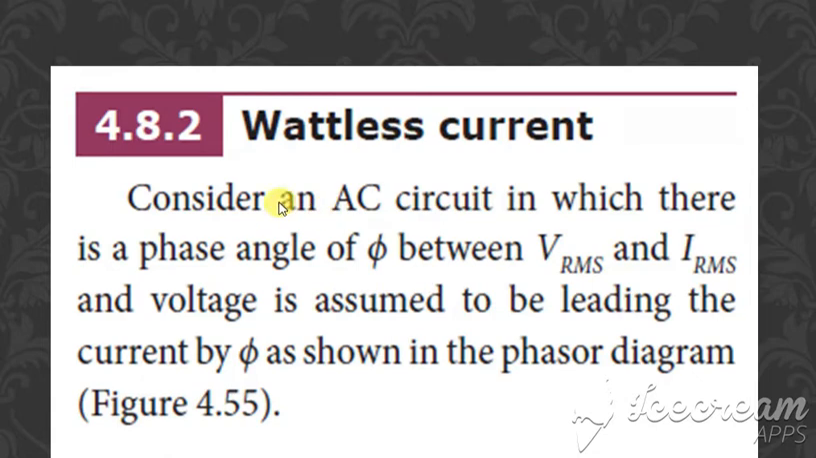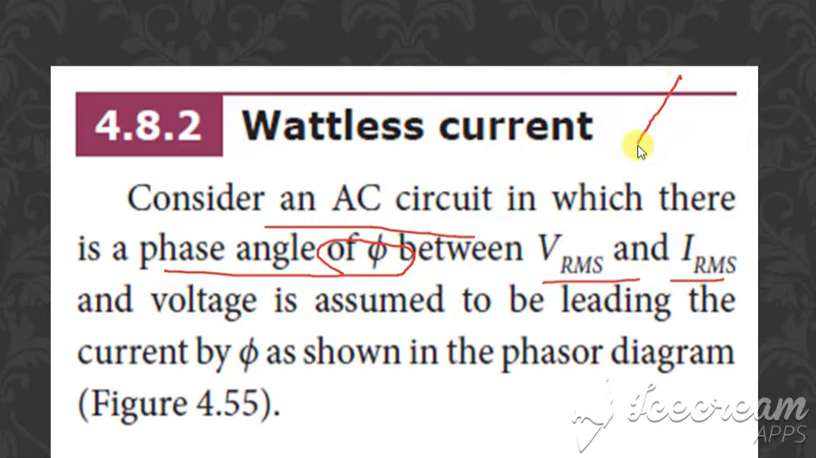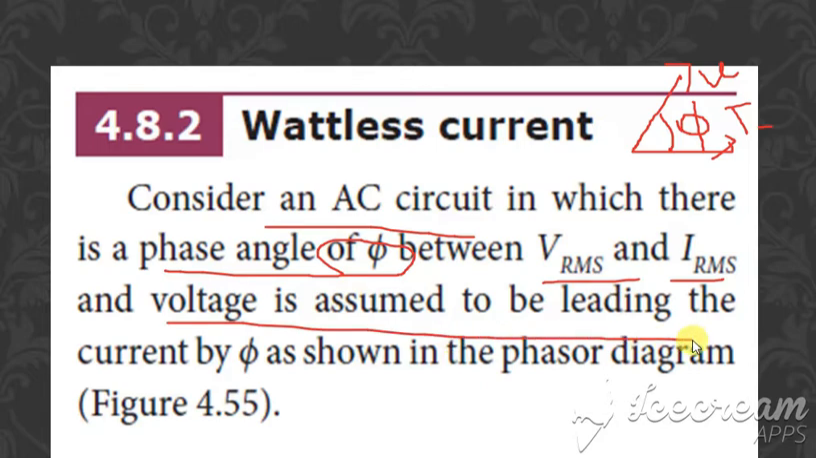So, consider an AC circuit in which there is a phase angle phi between VRMS and IRMS. So we are considering the two things, VRMS and IRMS. Between those two, let us consider that angle to be phi, and the voltage is assumed to be leading the current by the angle phi. Voltage is leading, that is what we are considering.